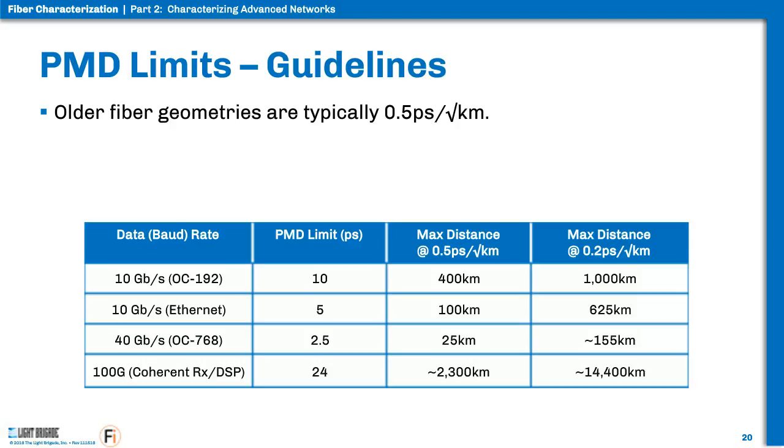So that's the older fibers, and you can see typically what the distance ranges are for those. These are absolute limits, by the way. You can't compensate for PMD on direct detection networks, which are the first three.